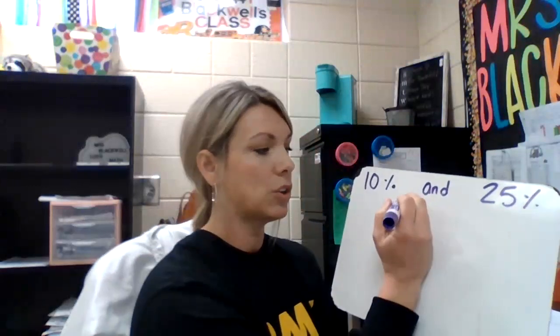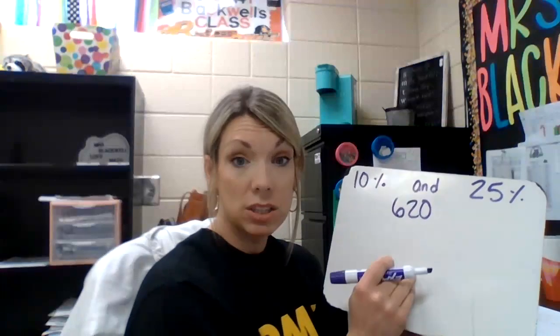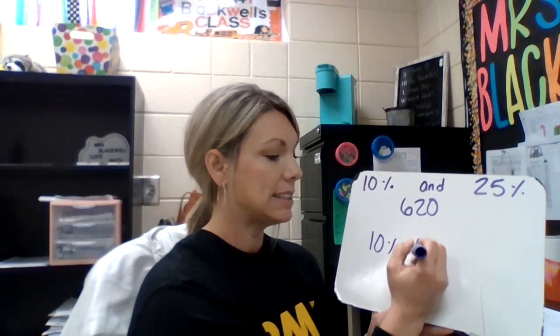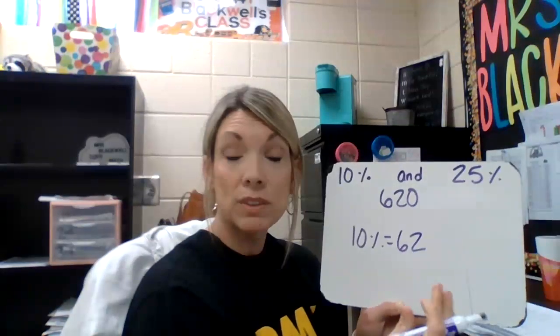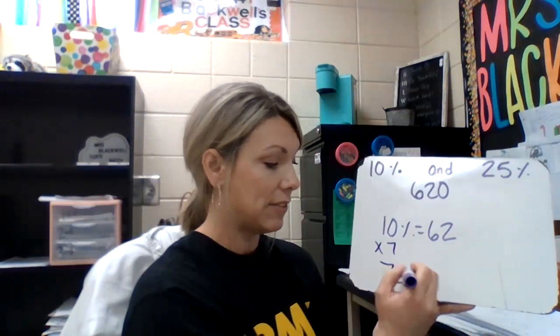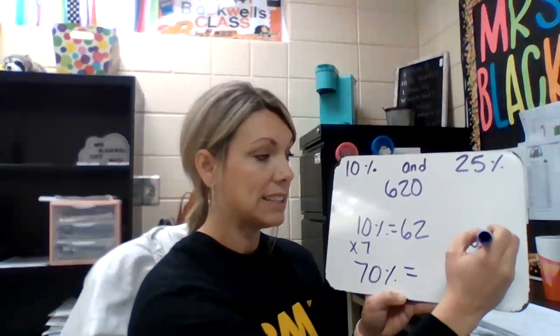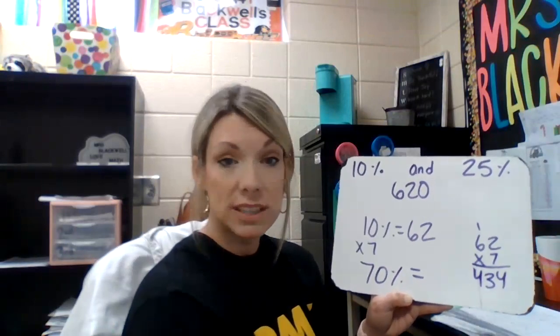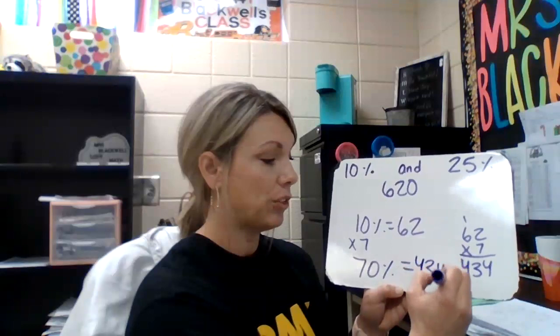Let's do 620, for example. So if it says, what is 10% of 620? We just found out that that would be 62, right? So if 10% is 62 and it's asking you for 70%, then what would you do with your 62? You could simply multiply that by 7 because 10 times 7 gives you 70%. And then you multiply 62 times 7, and that would be your 70%. So 70% would be 434. Because to get from 10 to 70, you multiply by 7. So you would have to multiply by 7 here also.